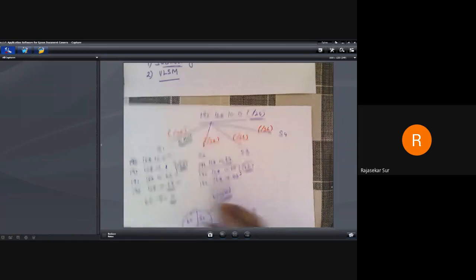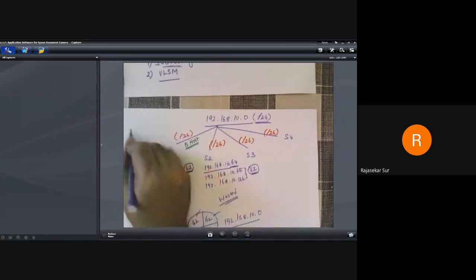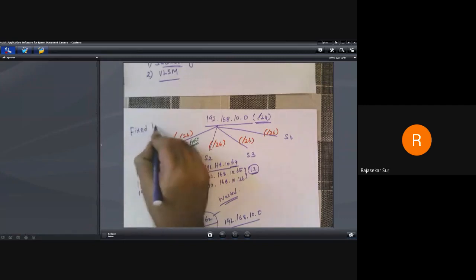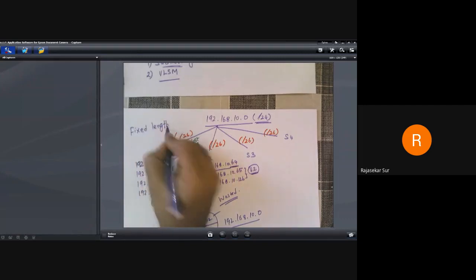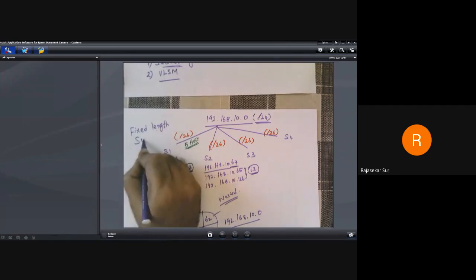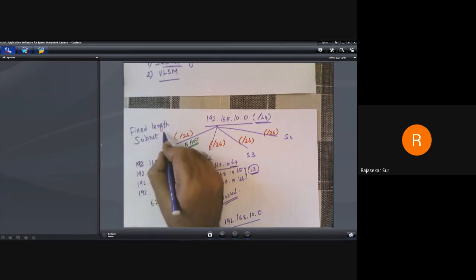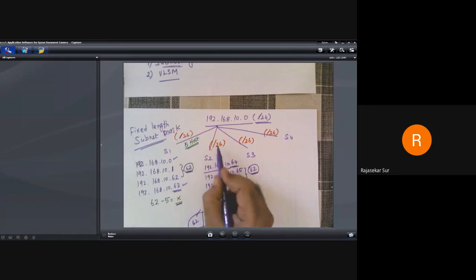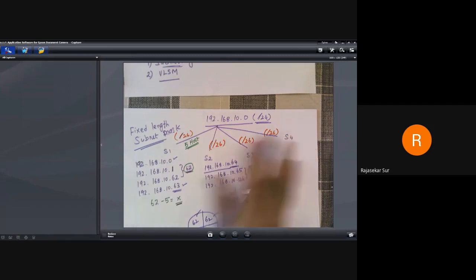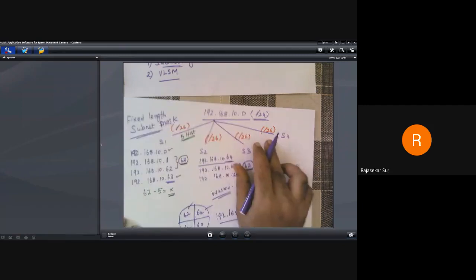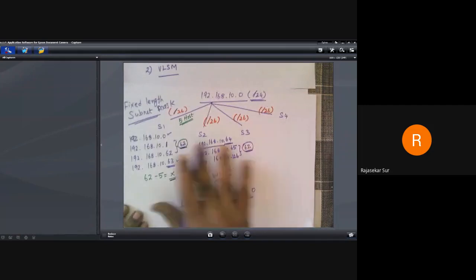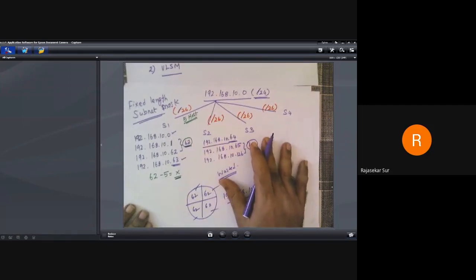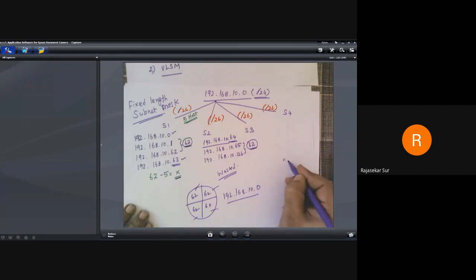IP addresses are wasted. Now this concept is called fixed length subnet mask, because /26, /26, /26, /26 is fixed for everybody. There is no change in that. With a fixed length subnet mask, you will have a lot of wastage. A lot of IP addresses will be wasted here. So this method is not going to be a very good method.